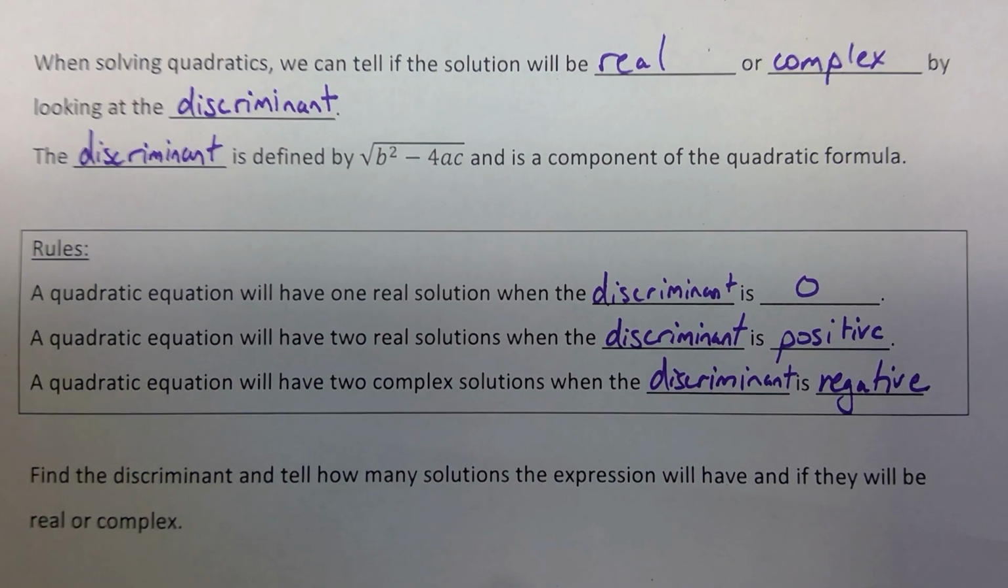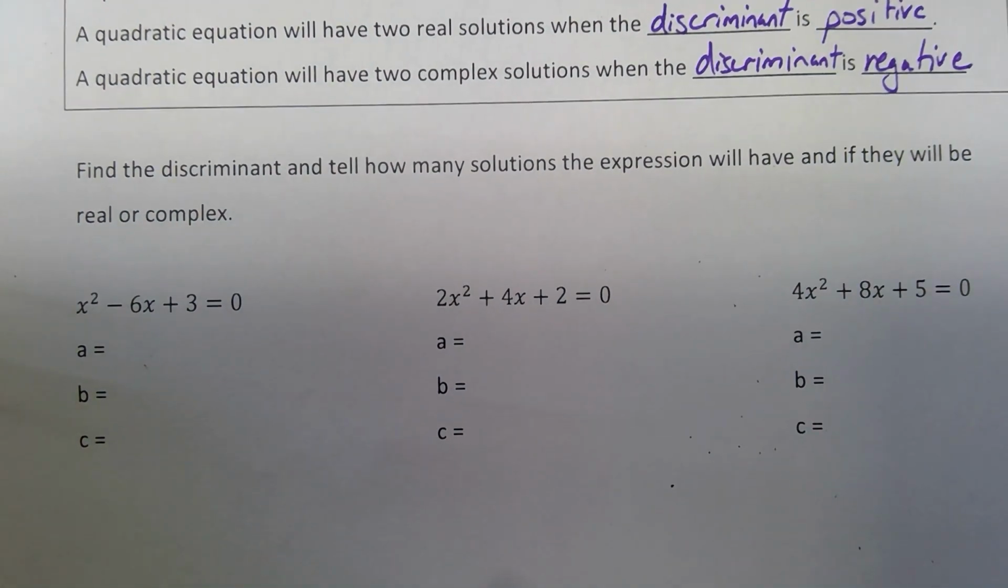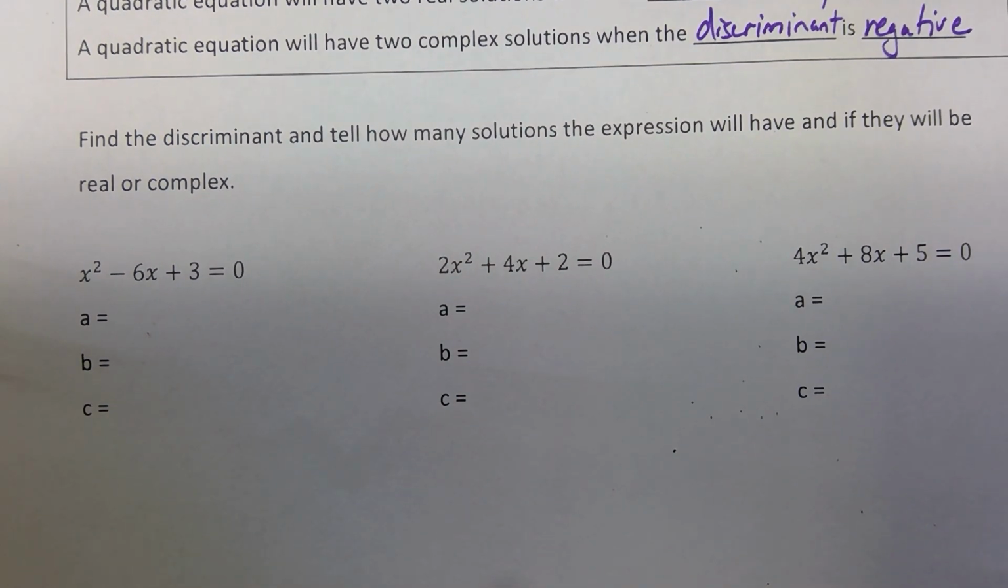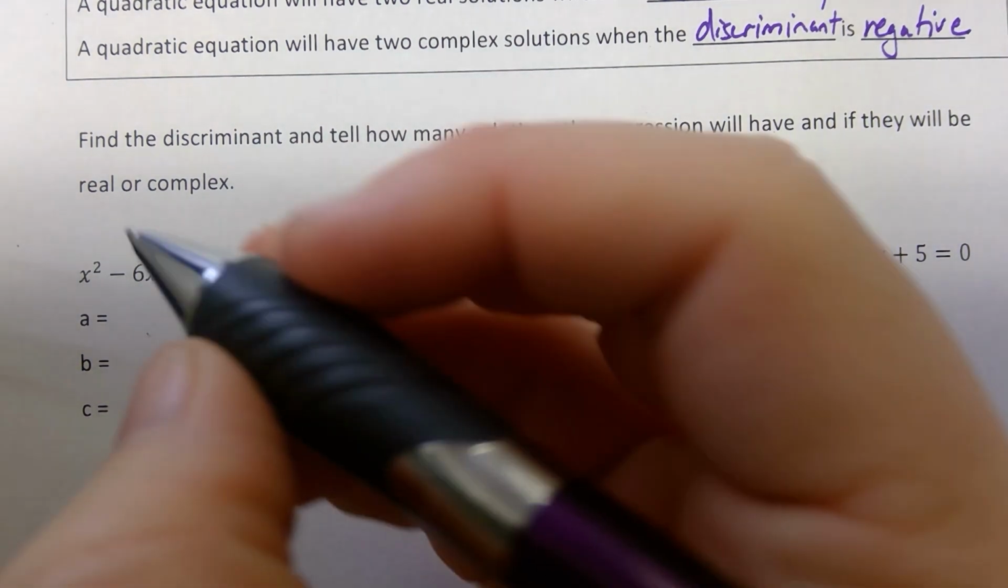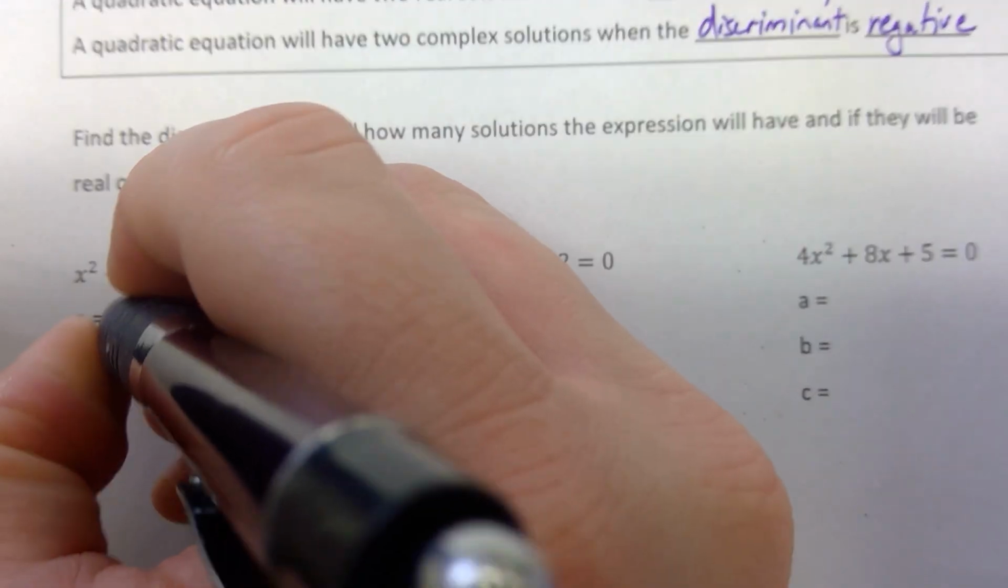So we're going to find the discriminant and tell how many solutions the expression will have and if they will be real or complex. Let's go through these three equations here. Let's start off with our first one. We have x squared minus 6x plus 3 equals 0. Whenever we're doing the quadratic formula, just like we did before, we always want to identify A, B, and C. So our number in front of x squared is 1.